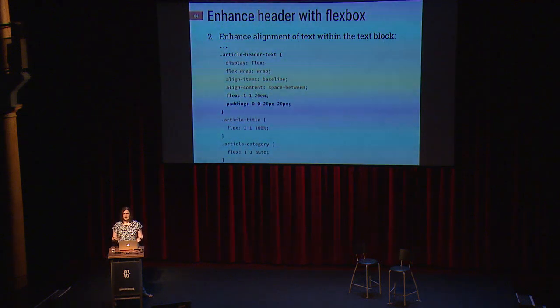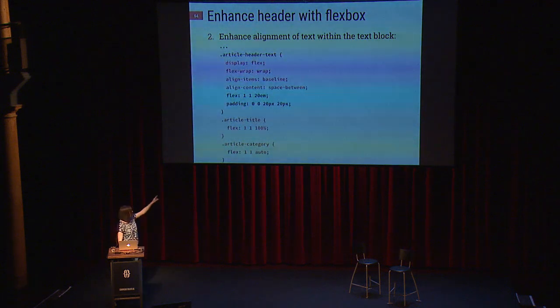The second child is the category, which can sit on the same line as the date, but I can make it flex to take up all the space in between the two, which pushes the date to the right side. And finally, I can use the align-content property on the text block to push the title to the top of the text block and the category and date line to the bottom. So align content is like align items, but it affects the cross-axis alignment of the lines in a multi-line flex container, not the alignment of the items within those lines.